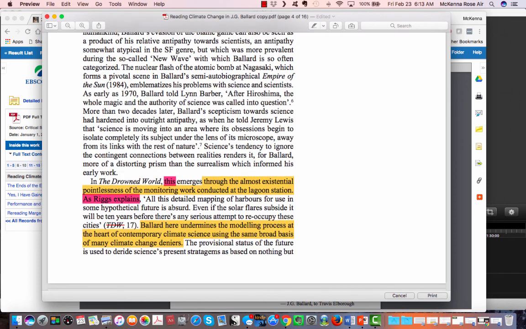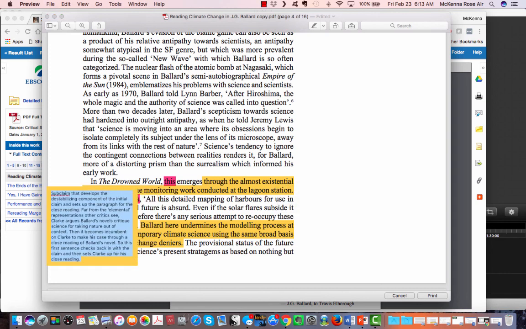So in the drowned world, this Ballard's skepticism towards science emerges through the almost existential pointlessness of the monitoring work conducted at the lagoon station. All right. So what's he done here? He's developed a subclaim, or he's written a subclaim that develops the destabilizing component of the initial claim and sets up the paragraph for close reading.